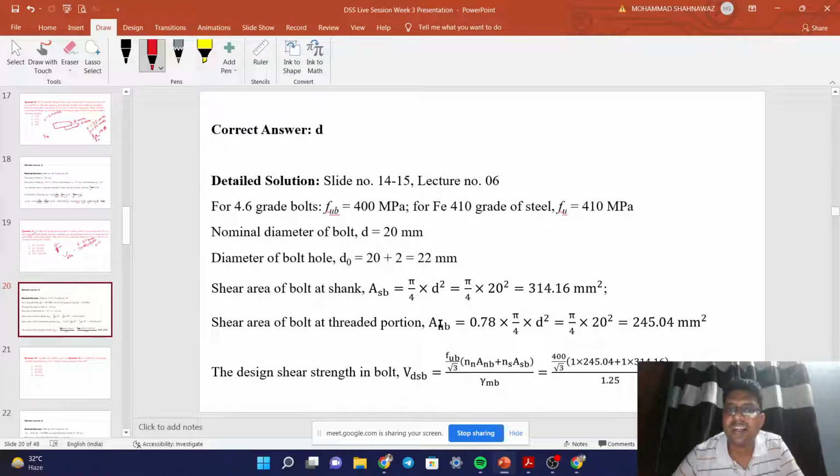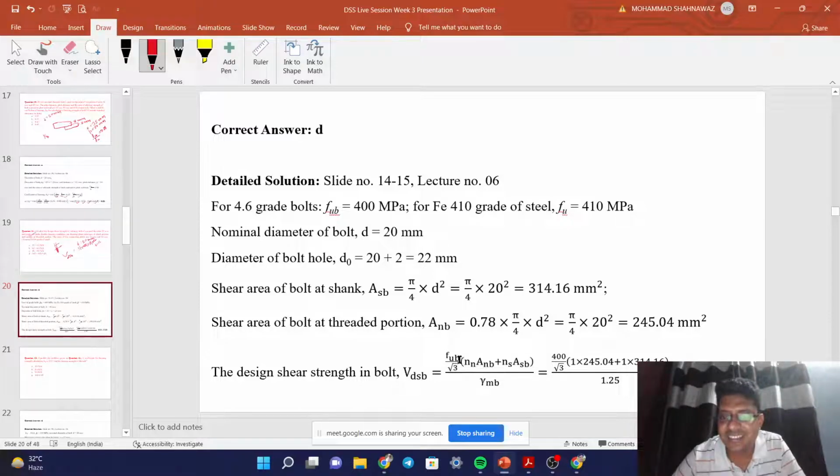See, if nothing is mentioned in question about whether bolt is lying in threaded portion or not, then from our side we will choose safer side and we will take it that the shear plane is passing through the threaded portion. So for that we have to multiply it with the factor 0.78 and it is equal to 245.04. So design shear strength of bolt is FUB upon root 3.